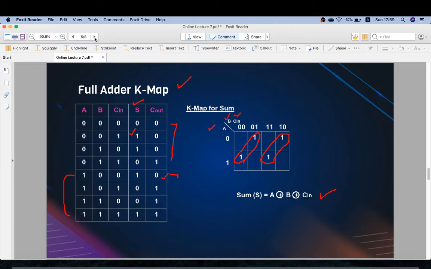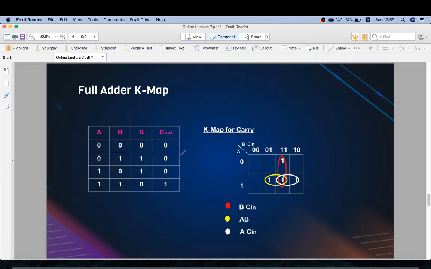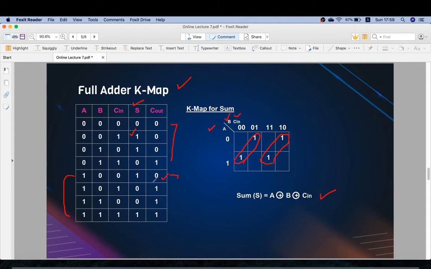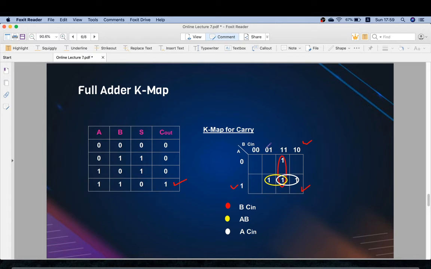So first we will draw the first four. So what are the first four? Because we will only take the SOP form, so we will mark at 1 1 0. So here it is 1 1 0. So we will mark 1 here. So what are the other ones? The second one is at 1 0 1. So we will mark at 1 0 1. It's here.